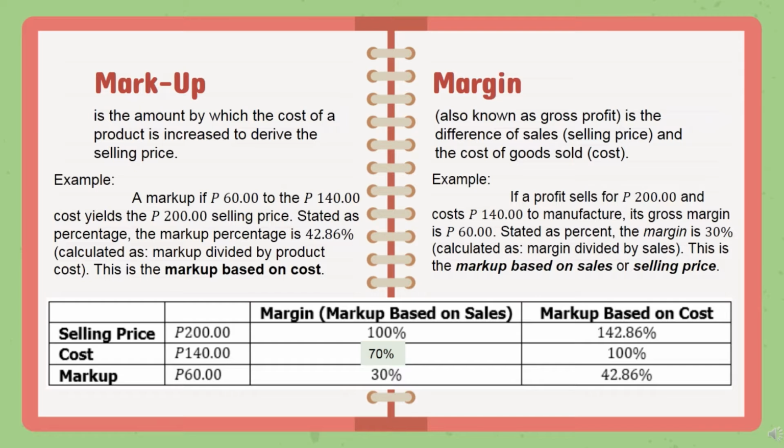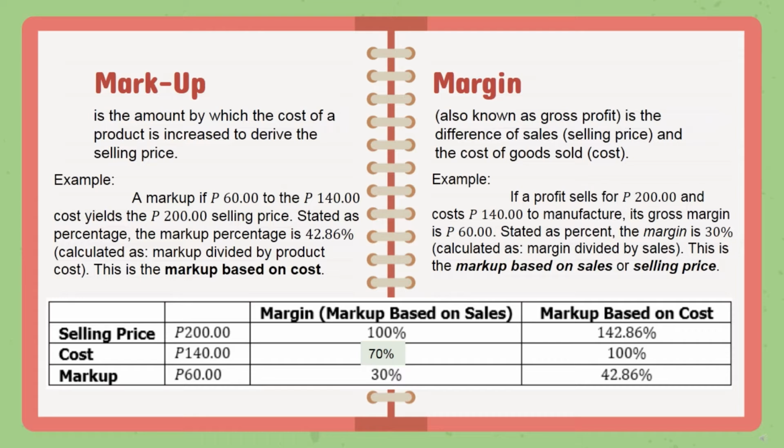How to calculate the markup percentage? It is simply calculated by markup divided by the production cost. So this is what we now refer to as the markup based on cost. On the other hand, margin, also known as the gross profit, is the difference between the selling price and the cost. In this example, if a product sells for 200 pesos and costs 140 pesos to manufacture, its gross margin is 60 pesos. Stated as a percent, the margin is 30%.